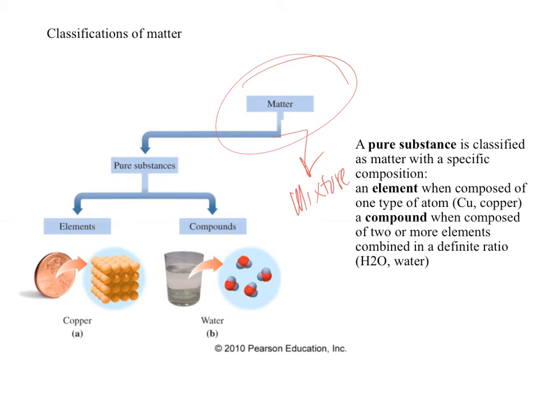We're going to focus on the pure substance part of it right now. Pure substances are broken down further, either an element, you know, those things on the periodic table of elements, or a compound. And compounds are composed of 2 or more elements. You can see my example here of copper and water.